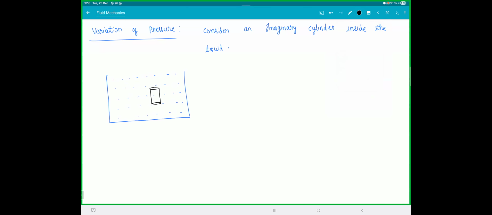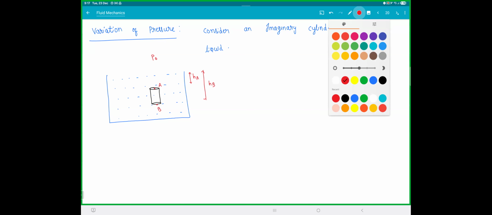We have a cylinder here. It's just an imaginary cylinder. It is just your imagination. There is nothing actually there. And consider there is a point A here and there's a point B here. Let this height be HA and let this height be HB and let the pressure outside be P naught, the atmospheric pressure. Right?